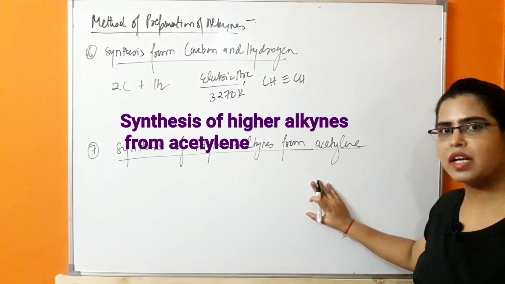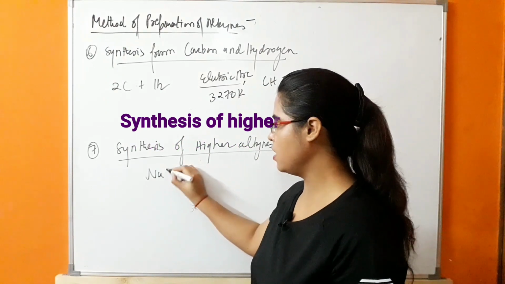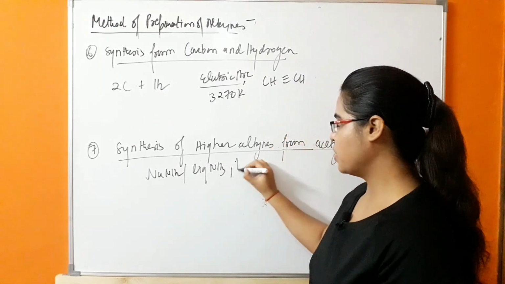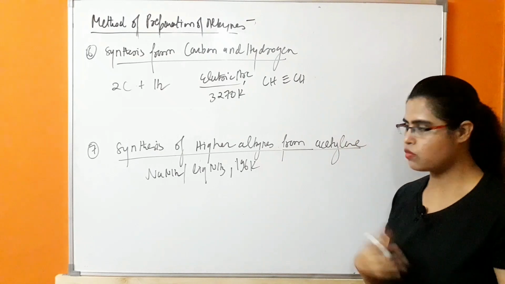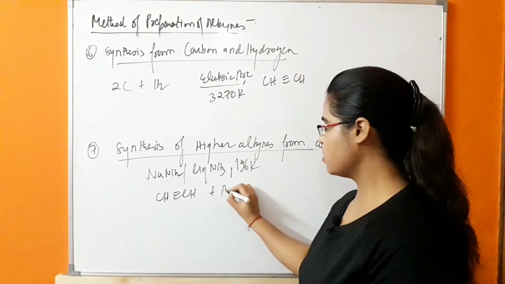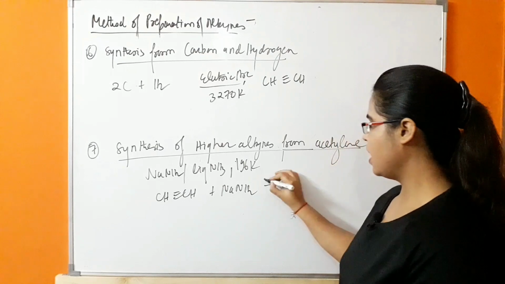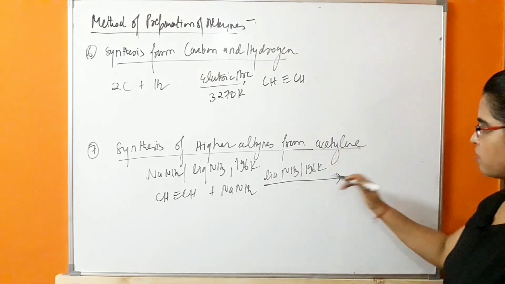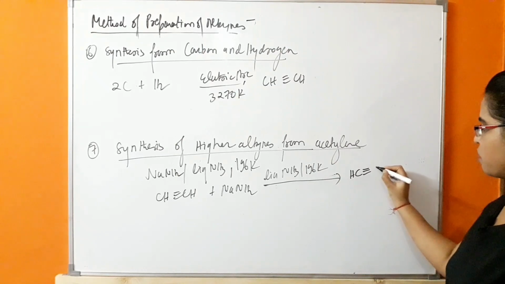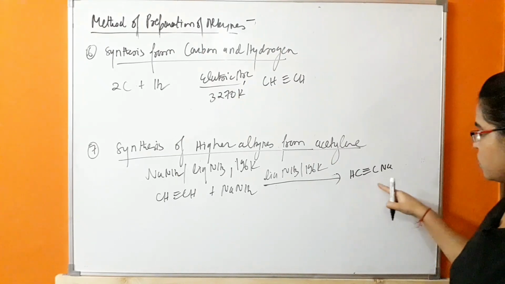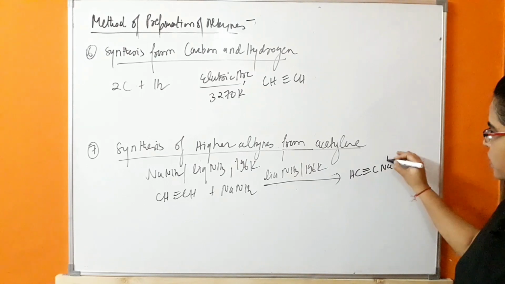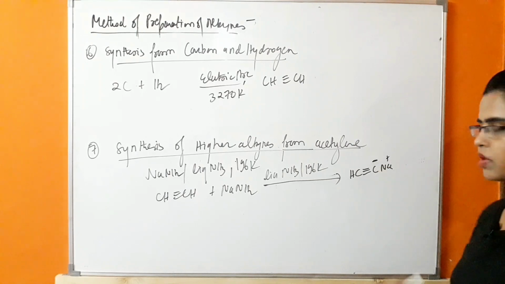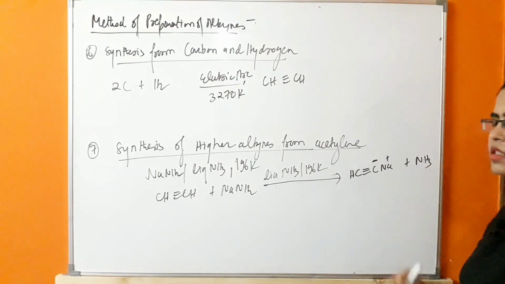This reaction is done with the help of the reagent NaNH2 in the presence of liquid ammonia, at a temperature of 196 Kelvin. So what will happen in this case? In the presence of NaNH2 and liquid ammonia at 196 Kelvin, HC≡CNa will be formed. Because of this, a positive charge will come on the sodium and a negative charge on the carbon, and NH3 is removed.